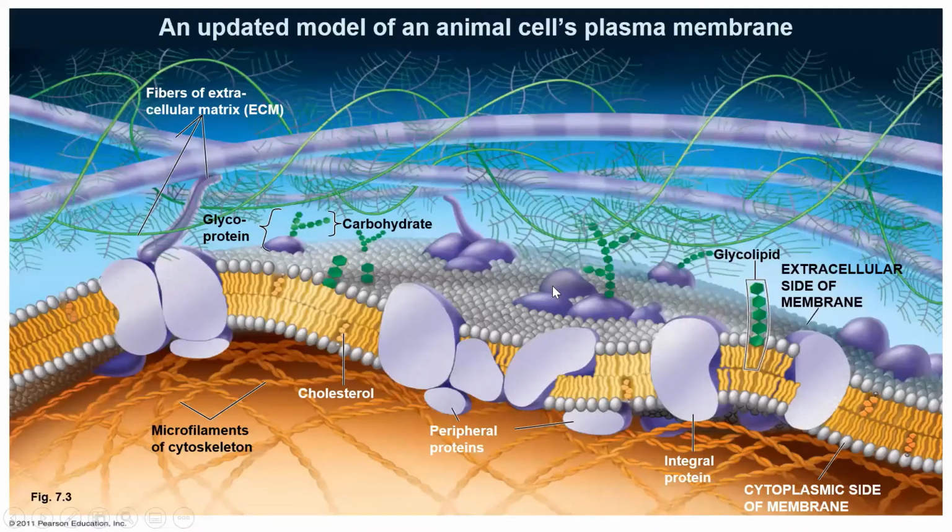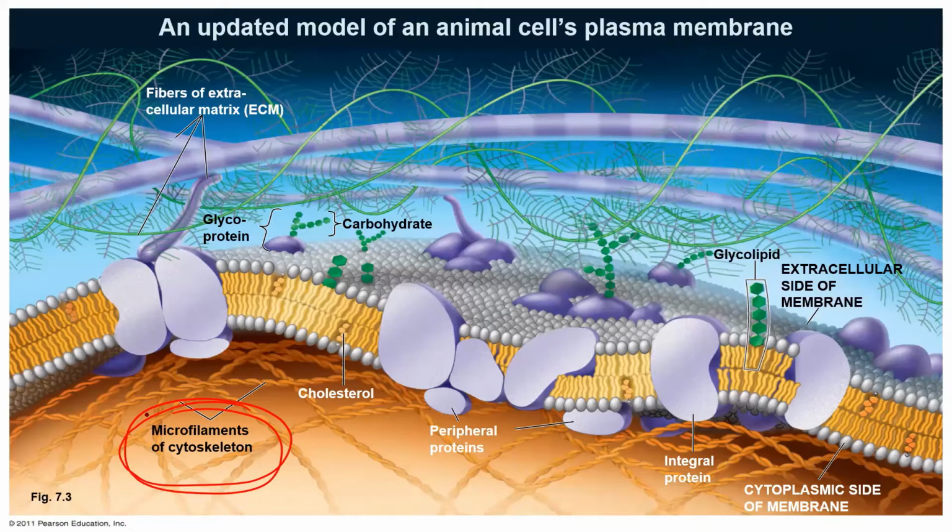So here is our updated model of the membrane. It's got those proteins, the peripheral proteins and the integral proteins. You can see the carbohydrates are in there, and we have lots of other stuff going on. For example, on the inside, we have the cytoskeleton. We're going to talk about the cytoskeleton in topic 7, which is going to be after the midterm. So don't worry about that one at the moment.